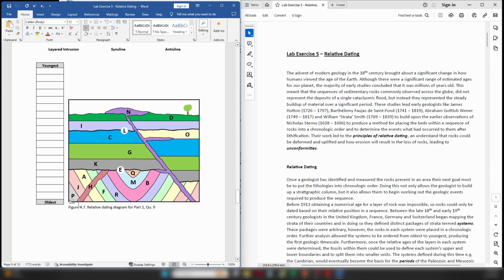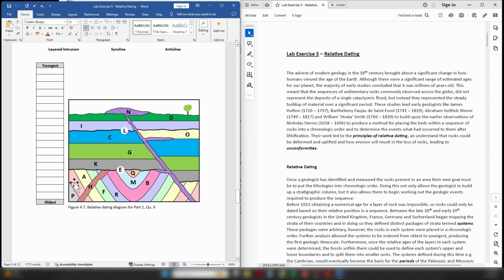Now, the one thing I would point out to you is you're probably thinking to yourself, well, hold on a minute. How do I know what the relationship is between H and M and Q? Because when you look at the diagram, you'll notice that H clearly cuts P, J, A, F, R, and B, but it does not cut M and Q. So you have to think to yourself, are there any other pieces of evidence that I can use here that's going to give me some information about the relative age of M and Q relative to H?